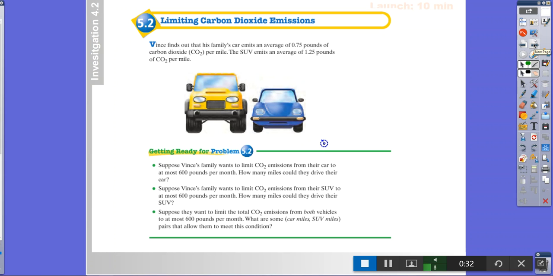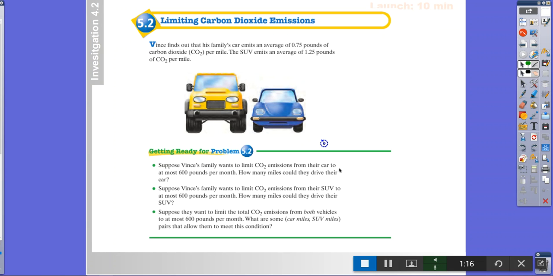So here's what we've got. Vince finds out that his family's car emits an average of 0.75 pounds of carbon dioxide per mile. The SUV that they have emits an average of 1.25 pounds of CO2 per mile. And obviously CO2 is a greenhouse gas. We'd like to limit it as best we can. So you can see where we're going with this. Suppose Vince's family wants to limit their CO2 emissions from their car to at most 600 pounds per month. How many miles could they drive their car?